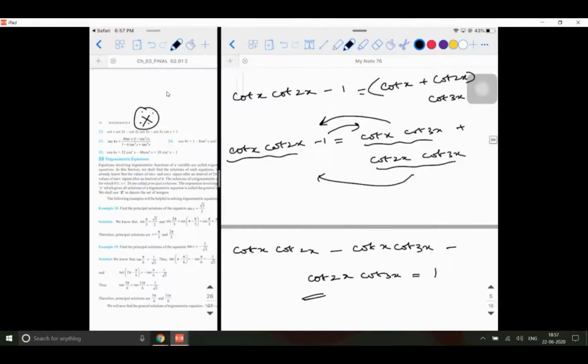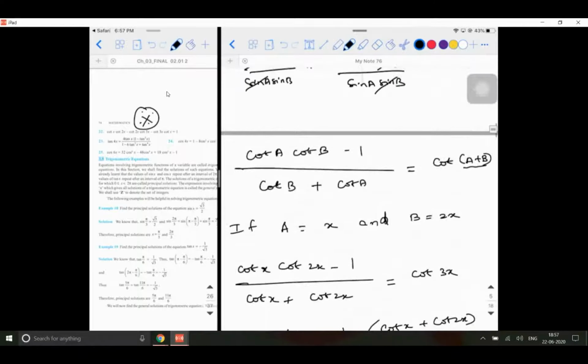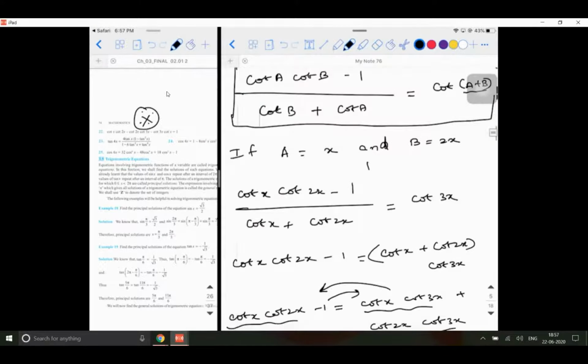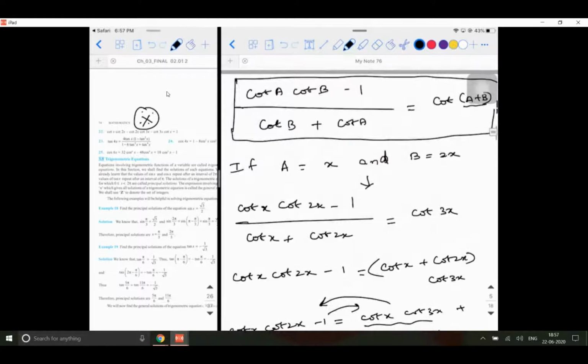Sir, so this formula deriving part is the answer, sir? No, you need to know the formula. You need not derive it. So how can you start this? You can start with this step. In the exam, you can start by saying that we know that cot of A plus B is equal to cot A cot B minus 1 divided by cot A plus cot B. So substituting A is equal to x and B is equal to 2x, you can come to this step, then cross multiply, rearrange it, hence prove. That's it. So this is the step with which you are supposed to start.